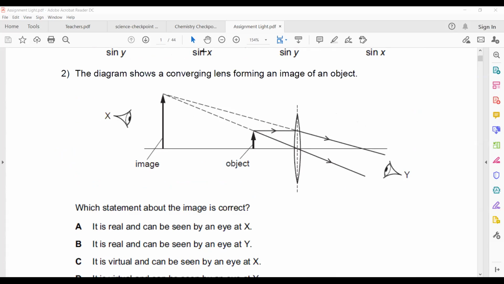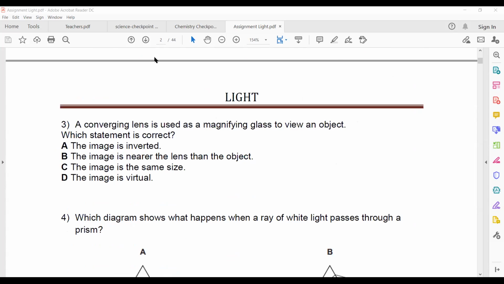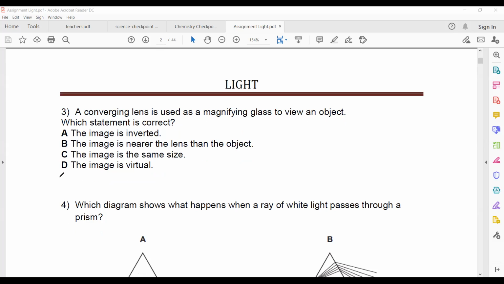So this image is always virtual, and the object is closer to the lens. The object is closer to the lens and the image forms away from the lens. So B is not the right answer, because in B it is written that the image is nearer the lens than the object. That's wrong. The image is far away from the lens as compared to the object. The image is not the same size, it is magnified. The image is not inverted, it is upright. So the only correct answer is that it is virtual. So D is the right answer.